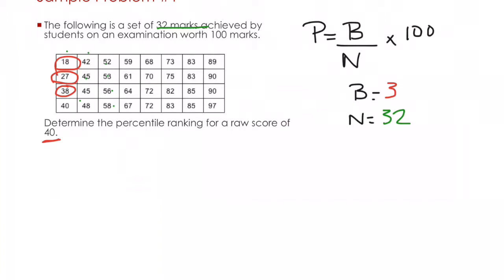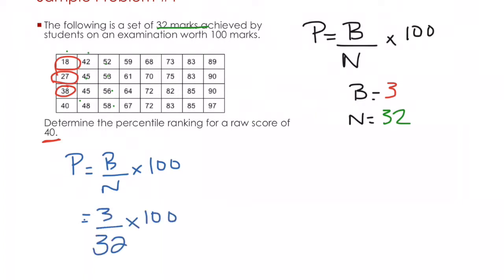Now that I have those two values, I can go back to my equation and plug them in. So b over n times 100 is going to equal 3 over 32 times 100. We can do this all at once on our calculator, and that works out to 9.375. Usually percentile rankings are rounded to the next whole number, so this will equal approximately the 9th percentile.